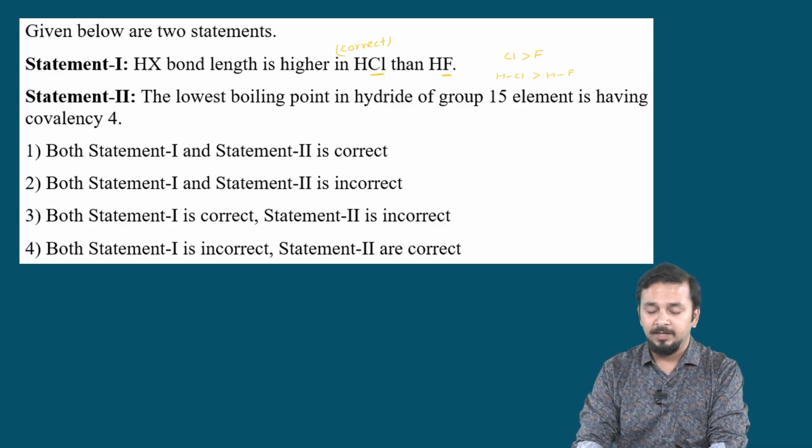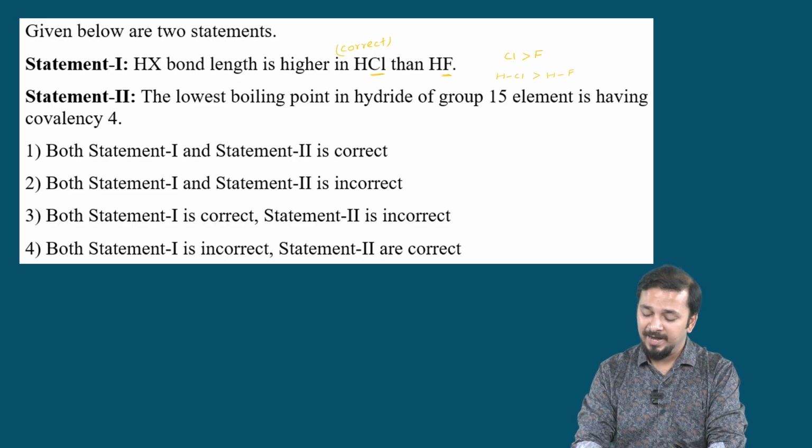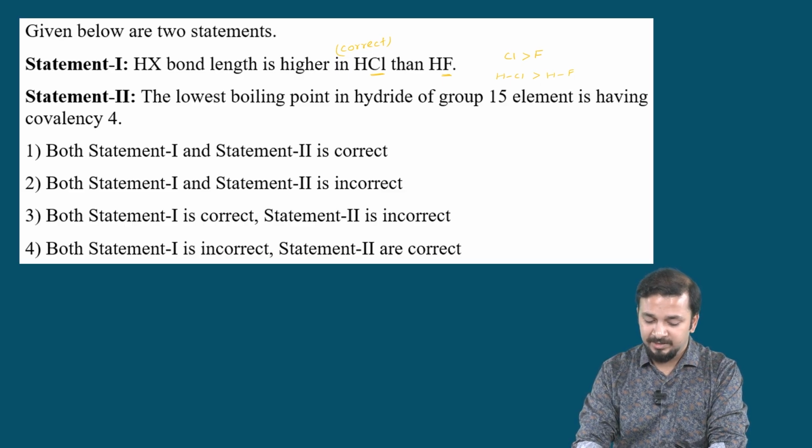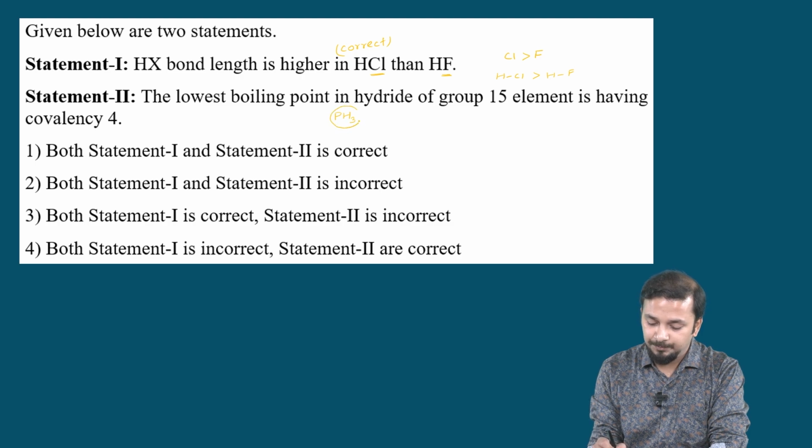The second statement is: lowest boiling point in hydride of group 15 element is having covalency 4. Now, the lowest boiling point hydride of group 15 will be of PH3.